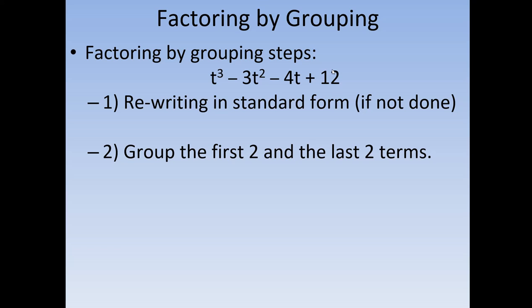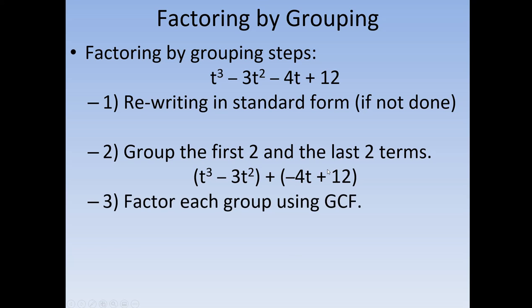Then your second step is you're going to group the first 2 together and the last 2. So we're going to group these first 2 and then these 2. Be sure to include the negative with this 4, as that will play a factor. So we're going to have it grouped like this. The t cubed minus 3t squared is grouped, and negative 4t plus 12 is grouped.